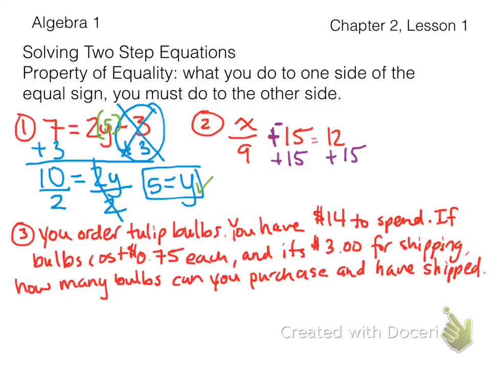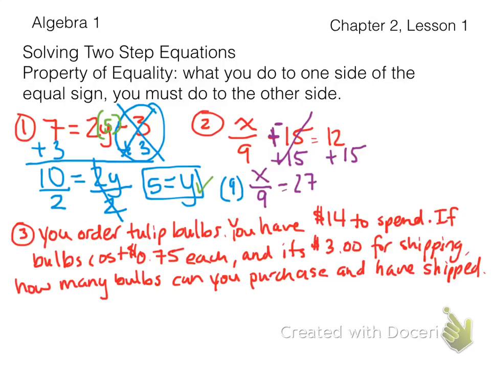Negative 15 plus 15 is 0, so that's now officially gone. And we have x over 9 is equal to 12 plus 15. 12 plus 15 is 27. So now that I have 27, I'm going to go ahead and undo this division. Because remember, when you have the fraction bar, it means division. So the opposite of dividing by 9 is multiplying by 9.